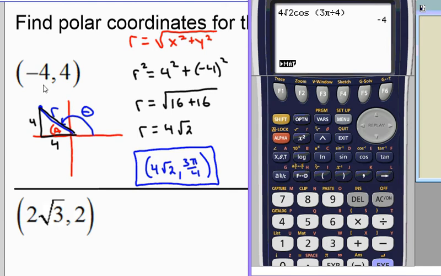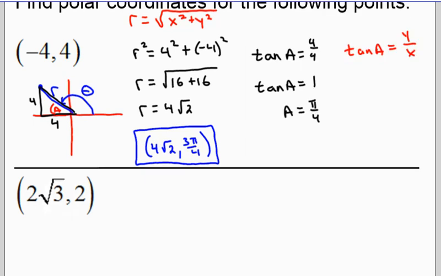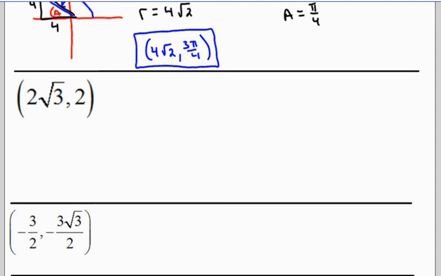Look at that, negative 4. We said y was the r, which in this case is 4 square root of 2, times the sine of the angle, which is 3 pi over 4. Look at that. We can always check these. We can confirm if this polar coordinate matches the rectangular. All right, so let's do this one.